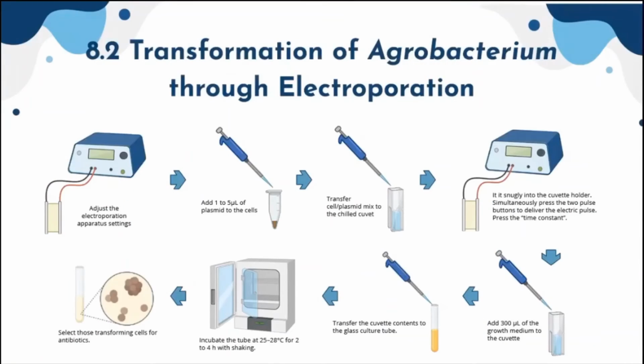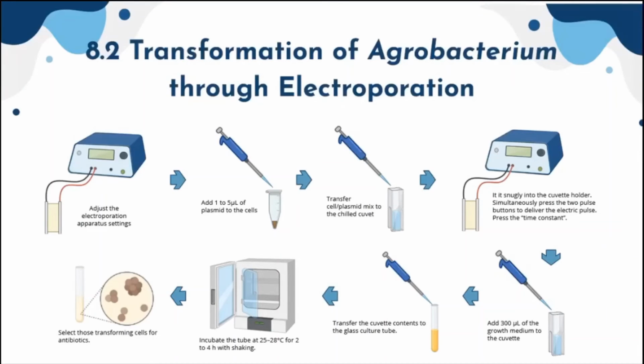In second place is the transformation of our Agrobacterium cells by electroporation, where first the configuration of the electroporation apparatus has to be adjusted. We will add 5 microliters of our plasmid to an aliquot of cells. We will transfer the mixture to a cooled cuvette and place it in the support. We will simultaneously press the two pulse buttons.